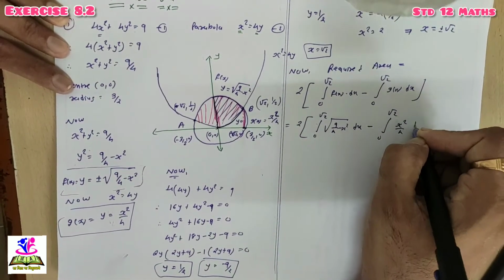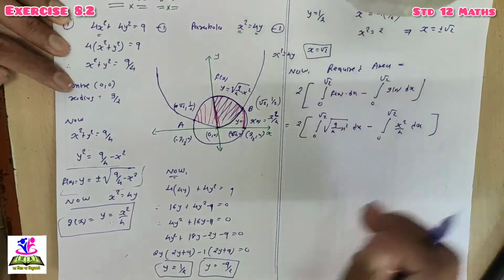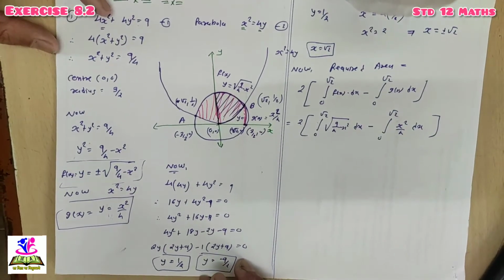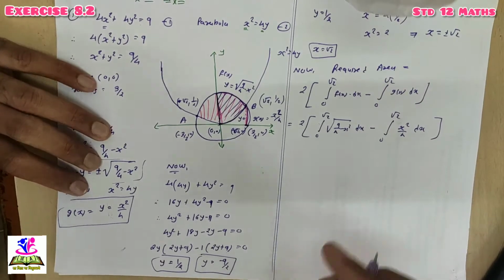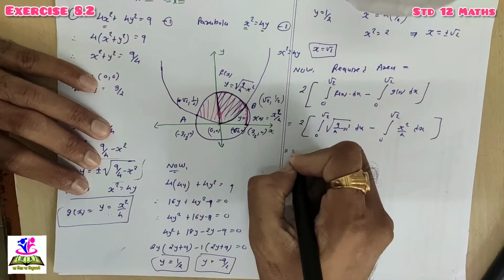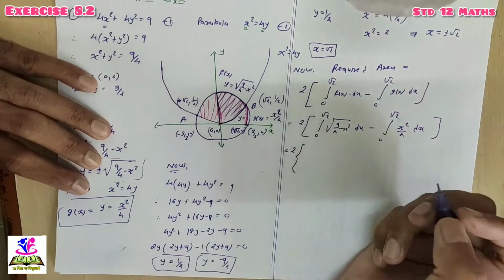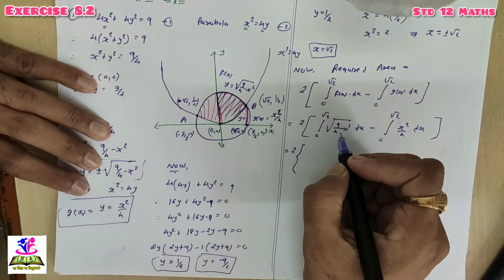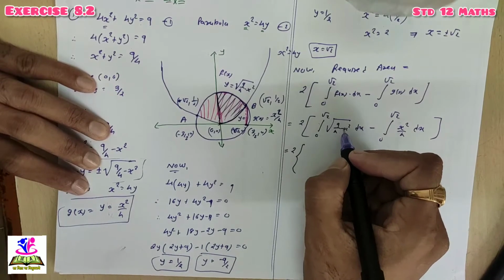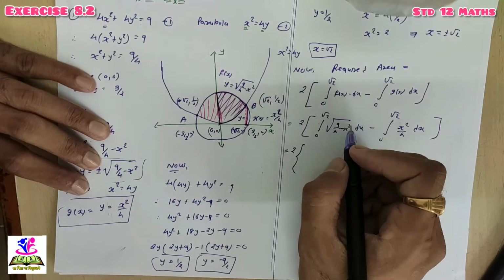x square by 4 dx. Done. Integrate this, apply limits and simplify, you will get the answer. So this one, 2 into the square root of 9 by 4 minus x square. So 3 by 2 whole square minus x square.